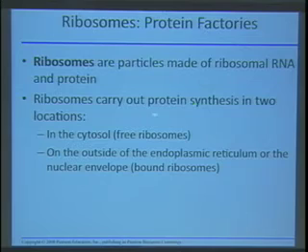And the location of protein synthesis in the cell is in the cytoplasm, but it happens in 2 different locations in the cytoplasm. One is in the cytosol, where the ribosomes are free in the cytosol, so they're not attached to any membrane surface. There may be some organization to them, but they're not sitting directly on a membrane. And the other location is on the outside of the endoplasmic reticulum, or the nuclear envelope. These are ribosomes that are attached to those surfaces, and protein synthesis is going on at those surfaces. And we'll see some images of what they look like there.